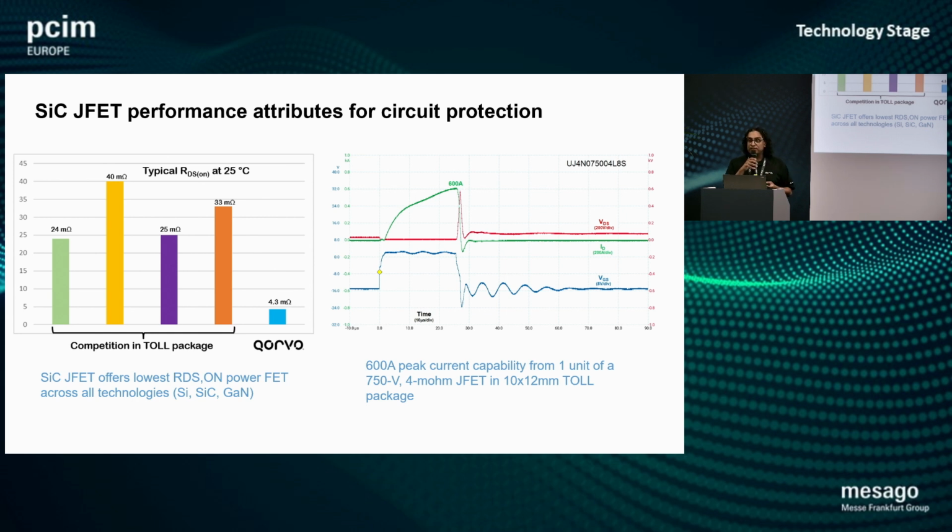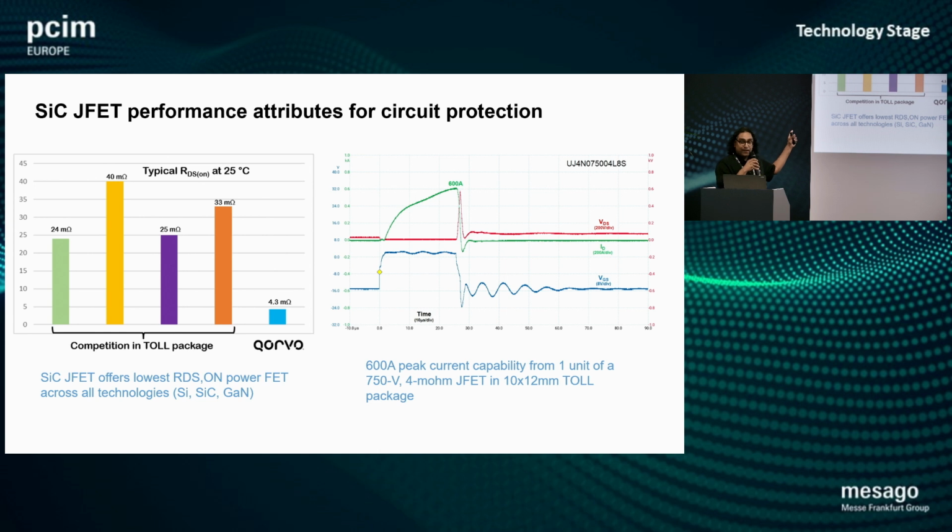So at the show here today, in PCIM 2024, Qorvo has announced the industry's lowest on-resistance power device at 750 volt rating. It's a 4 milliohm JFET in the TOLL package. It's on display in our booth right here in this hall, so please do come by and see us. And this device is squarely targeted at these circuit protection applications.